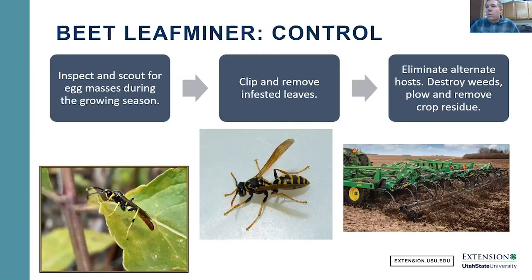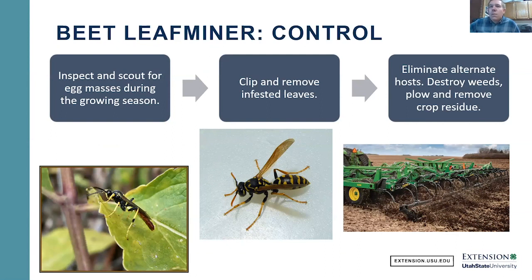Best thing you can do for leaf miner control is, just like everything else, inspect and scout your plants. Look for the egg masses during the growing season. Clip and remove your infested weeds, and then eliminate alternate hosts. Destroy weeds, plow, and remove crop residue.